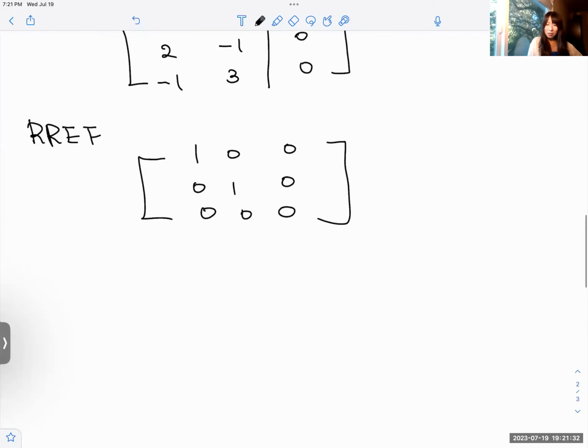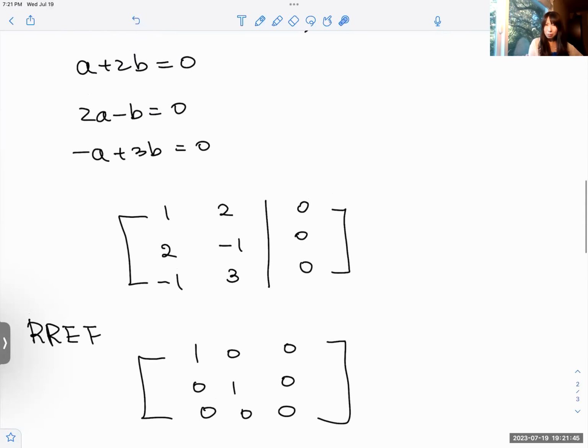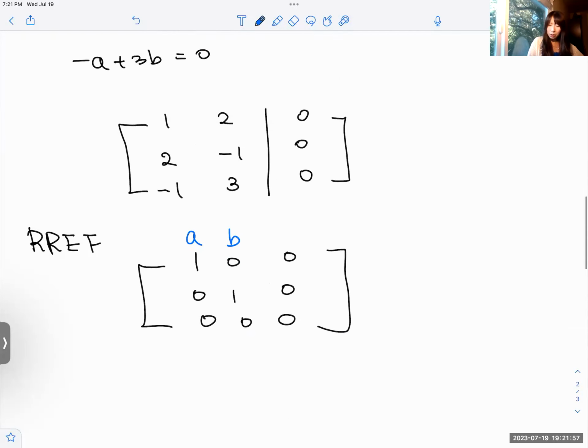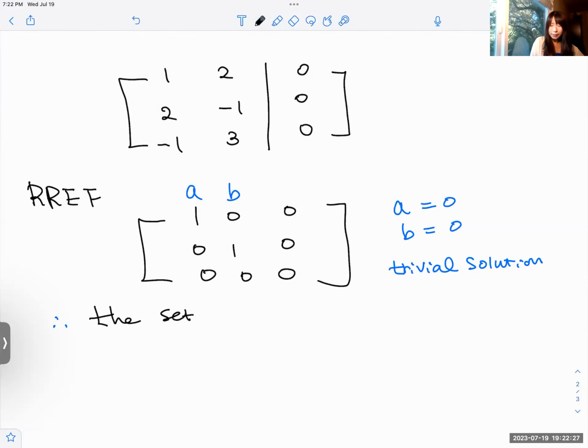Okay, so looking at that 0/0, right? So that's a true statement. And then we have just A and B, like x of 1, x of 2 before. So same as here, A and B. In that case, A equal to 0, B equal to 0. So that means trivial solution. So we can say that the set S is linearly independent.